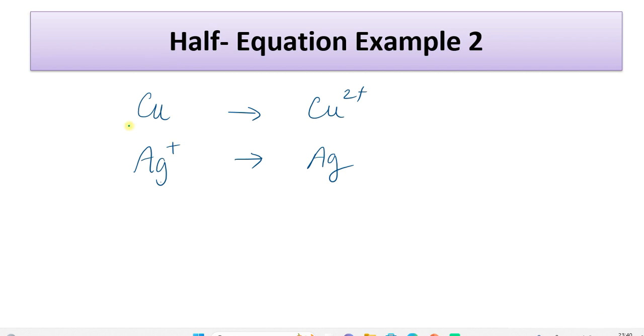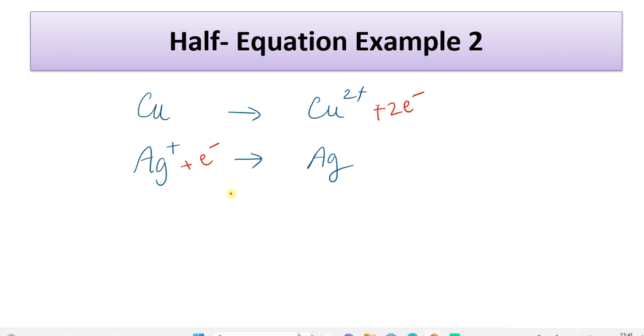Let's have a look at the first one. Is copper metal getting oxidized to copper ion, Cu2+? So this is losing 2 electrons, so I'm going to put 2e- here. And silver is getting reduced by gaining an electron, right? Check the charge is 0 on this left hand side: 2 plus, 2 minus, 0.